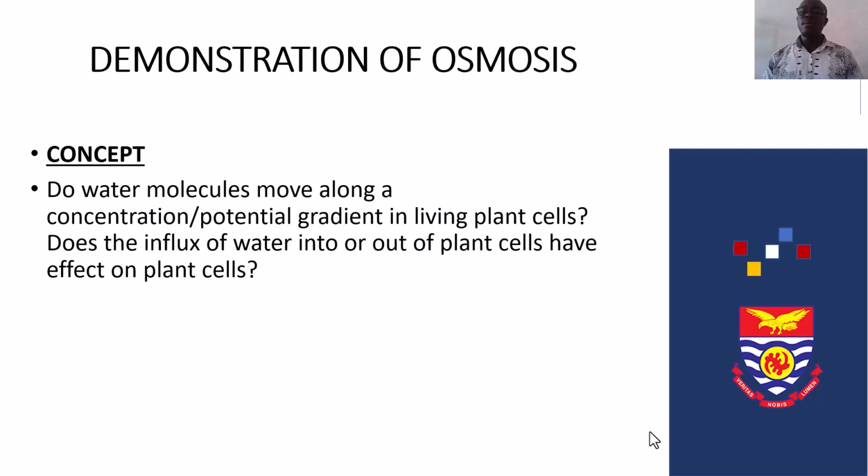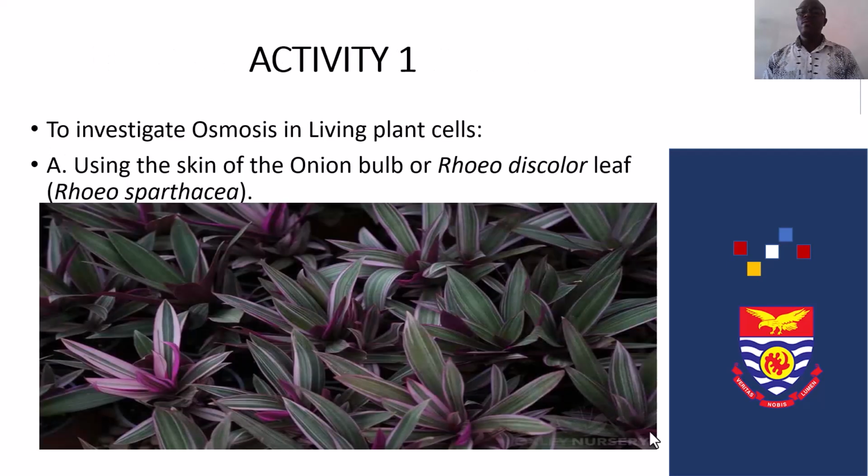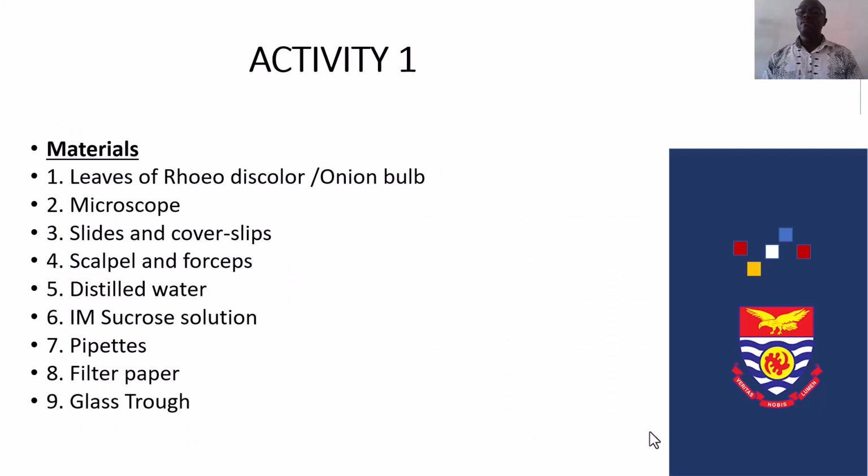So, do water molecules move along a concentration or potential gradient in living plant cells? Does the influx of water into and out of plant cells have an effect on plant cells? To investigate osmosis in living plant cells, this activity is carried out using the skin of the onion bulb, or Rhoeo discolor leaf, or Rhoeo spathacea.